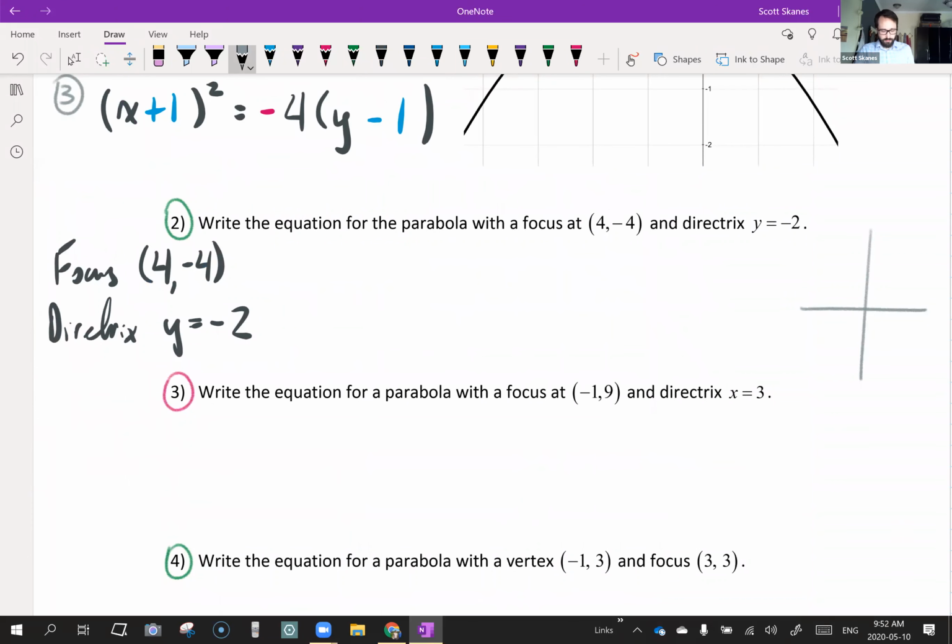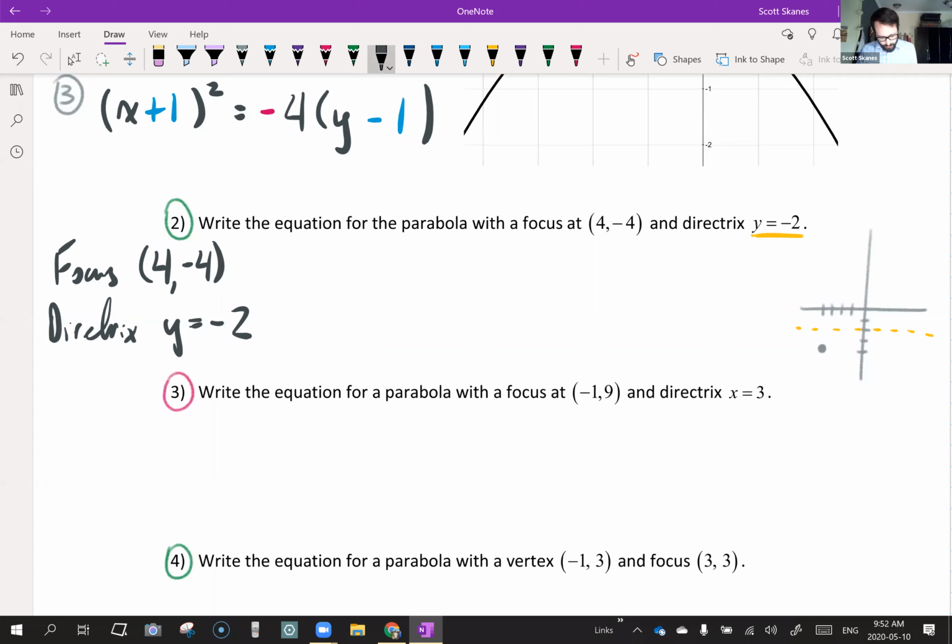My focus is at -4 and 4. 1, 2, 3, 4. 1, 2, 3, 4. So my focus is here. And my directrix is at -2. So my directrix is y equals -2. That's this. And my parabola must be halfway in between that.